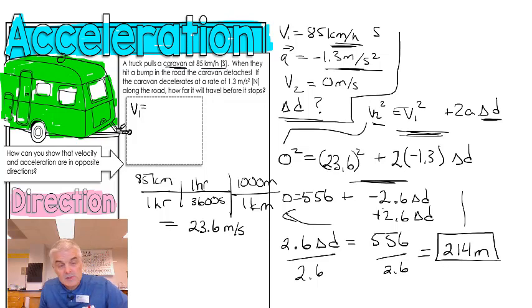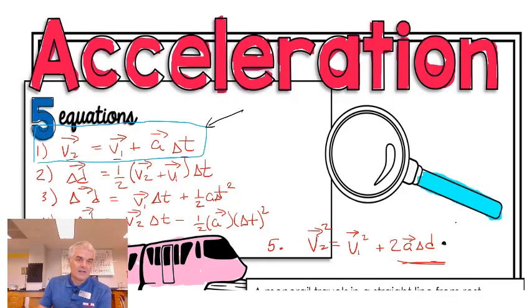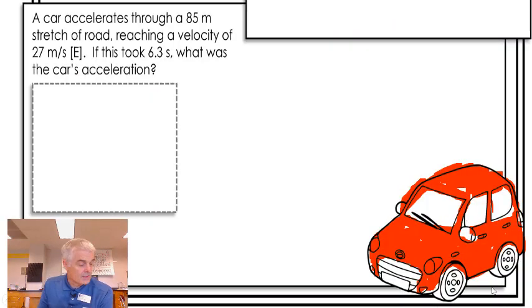Does this number seem reasonable? Does it also have the correct number of significant digits? Probably I might round it to 210. That's close enough. All right. Let's now look at this next question.